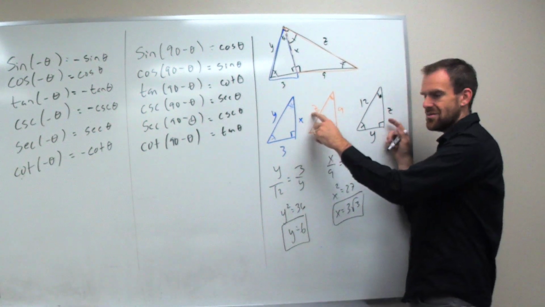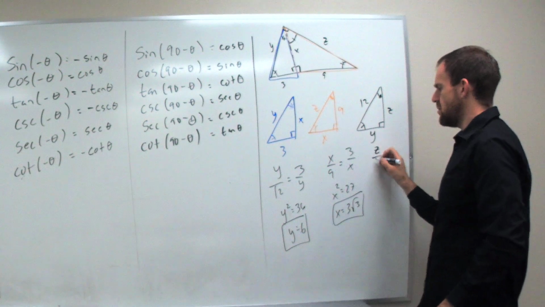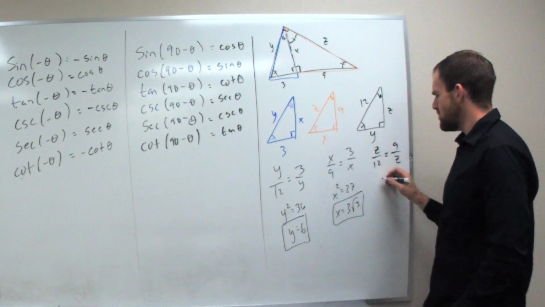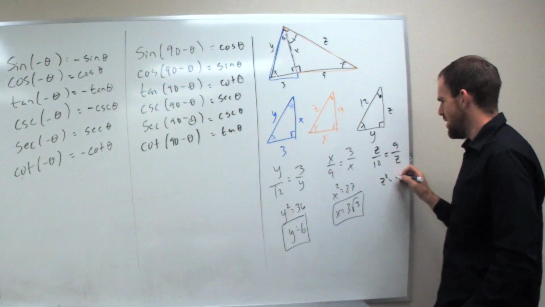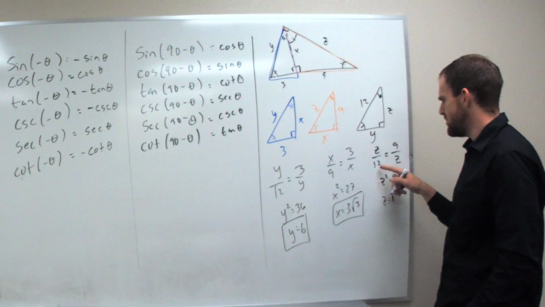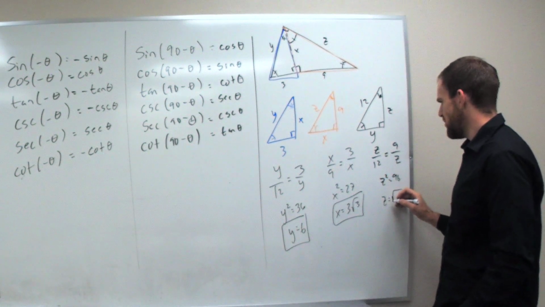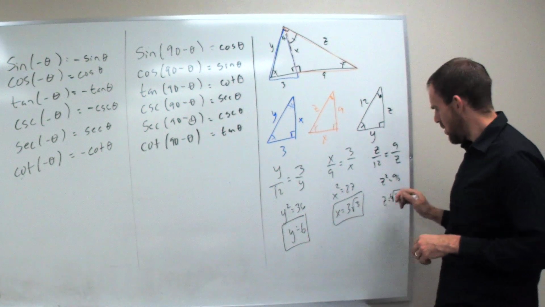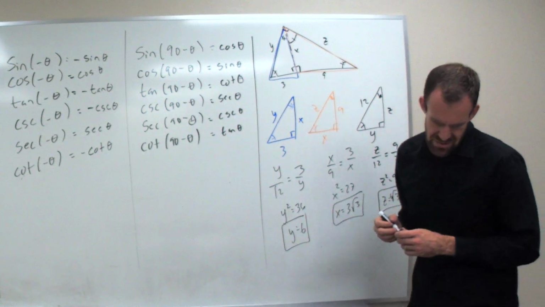And then the two triangles with z, z over 12 is 9 over z. If I multiply those, z squared is 96. Z equals the square root of, let's do 3 times 2 is 6, square root of 3. Is that actually right?